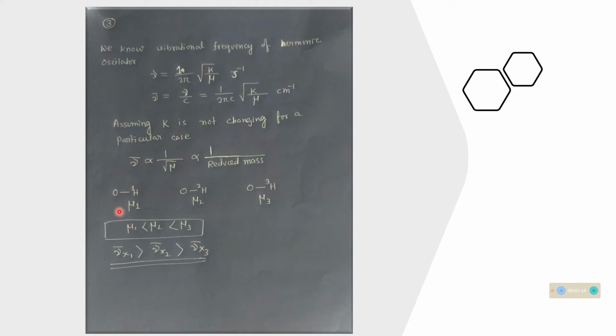So see, for OH1, OH2 and OH3, if the reduced mass of OH1 bond is mu1, OH2 bond is mu2 and OH3 bond is mu3, then we all know that the reduced mass of OH3 is highest and OH1 is lowest. So the order of reduced mass is as follows: mu3 greater than mu2 greater than mu1, and we all know that nu bar, that frequency, is inversely proportional to the reduced mass. So the vibrational frequency of those bonds becomes in the order nu bar x1 greater than nu bar x2 greater than nu bar x3.